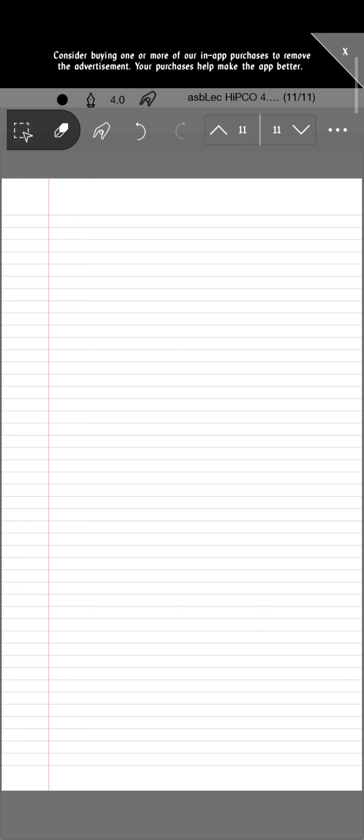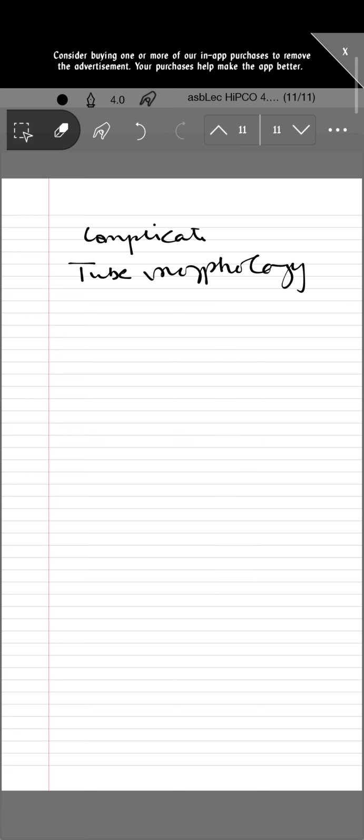Also in the case of template, it's a little bit complicated, and the tube morphology may get destroyed in the case of template assisted deposition.